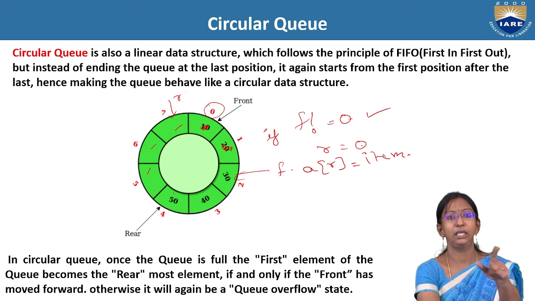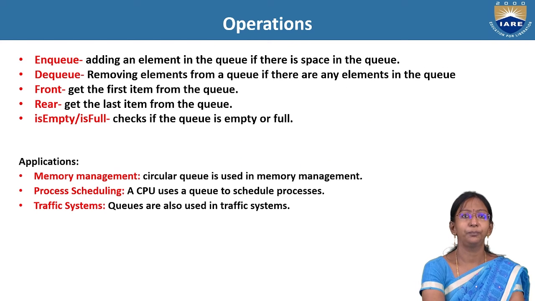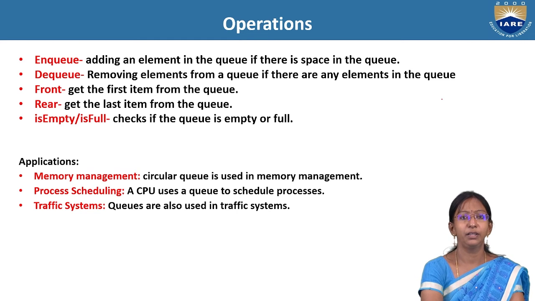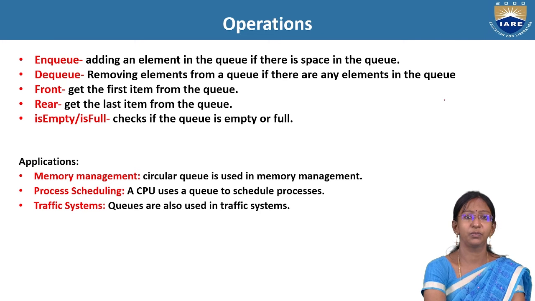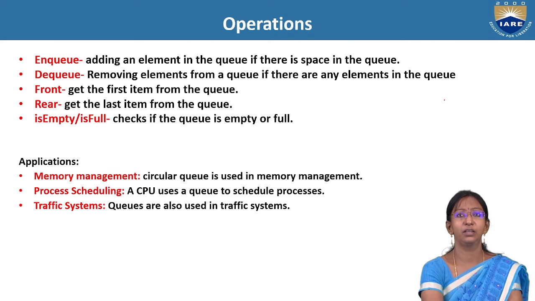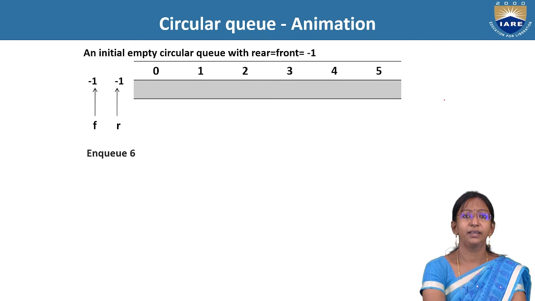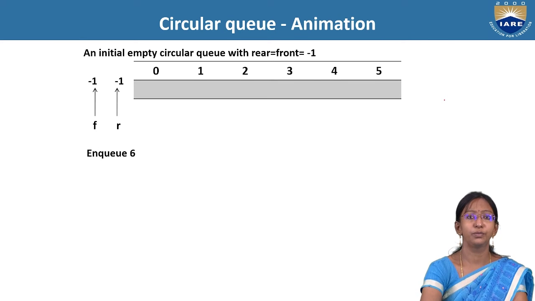Okay, this is the advantage of circular queues. You can rotate around. Okay, so the basic operations are the same, and circular queues are used for memory management, scheduling, and traffic systems, right? So traffic, red, blue, green, right? They circularly change the colors. It is one of the applications of circular queues. Next, let's work with circular queues with an animation.